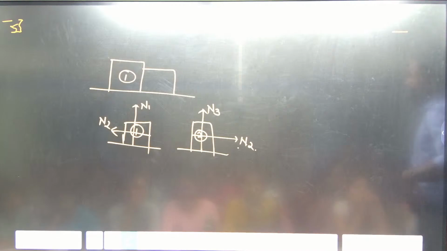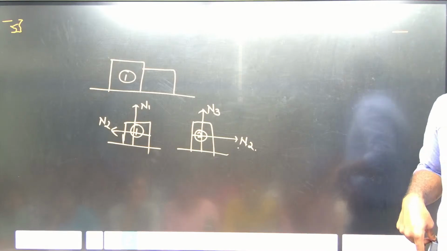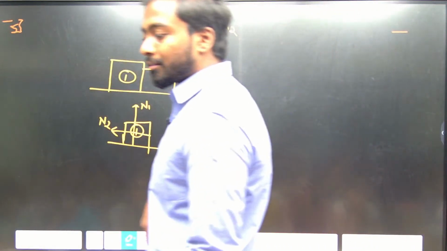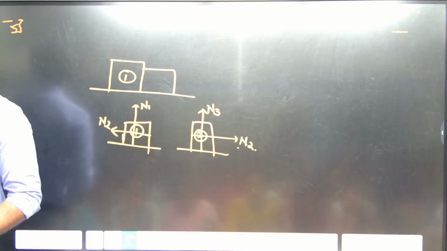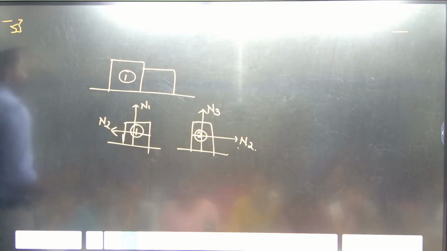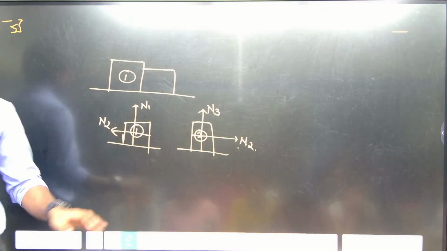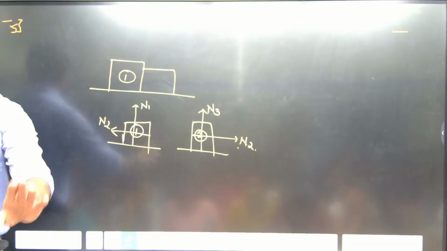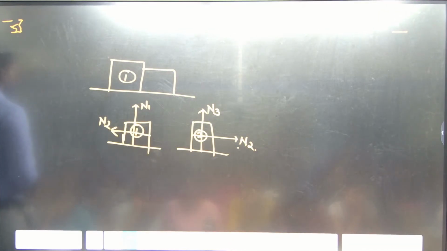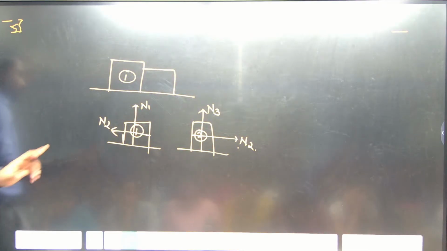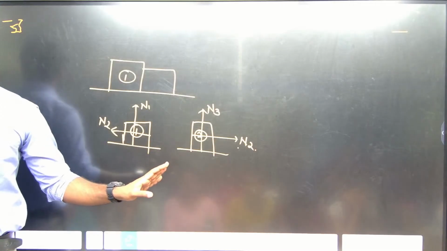N1 and N3 are not equal. It depends upon the mass of the object. So just try to understand how to draw the normal force. Still we have not gone into the lesson. We will see what the forces are and how we should equate them. So now you are able to draw the normal forces.